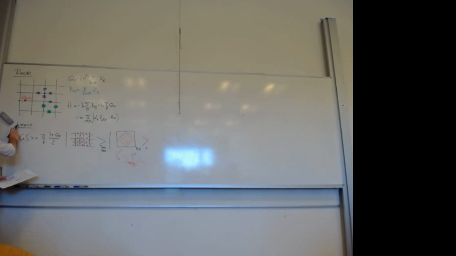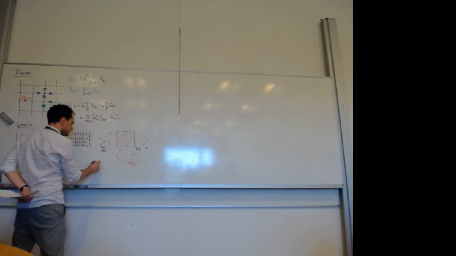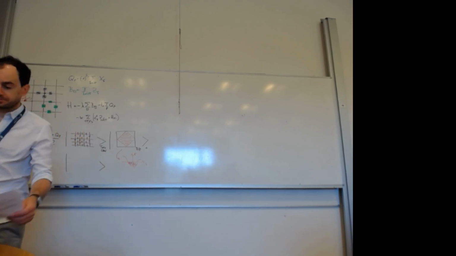Okay. I spoke about positive lambda. Today we also want to speak about negative lambda. So what we want to do is lambda much less than minus w, that is, less than 0. What do we do then? So we do the same construction here.